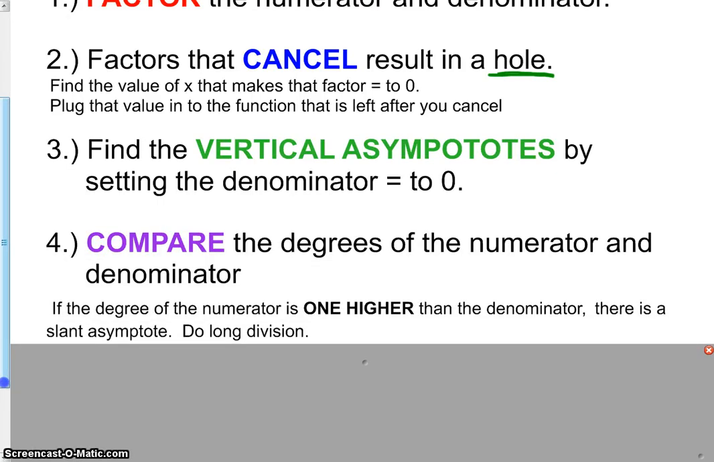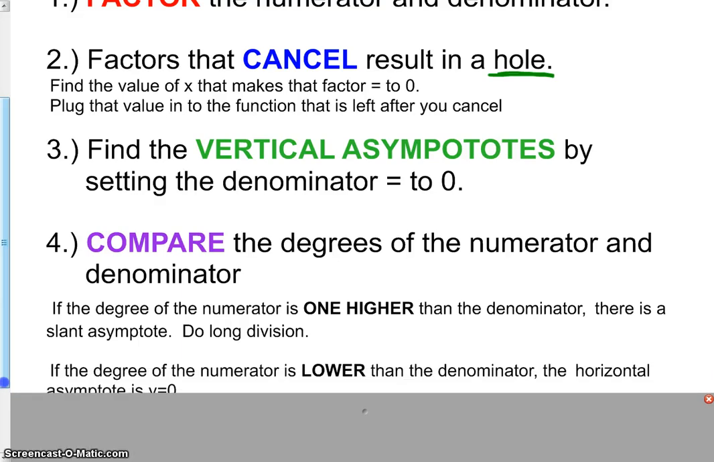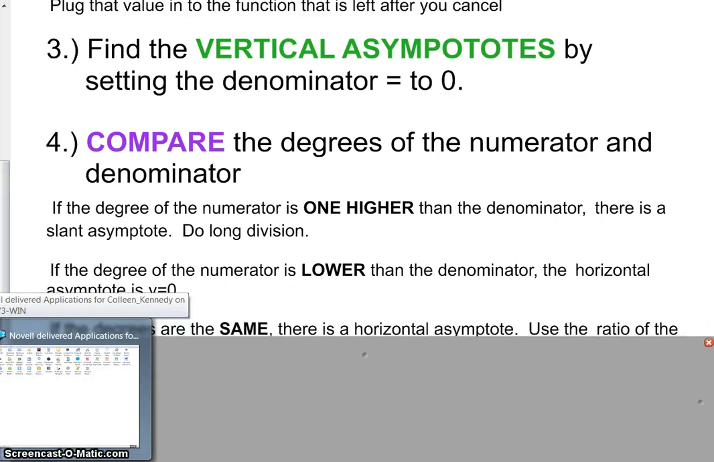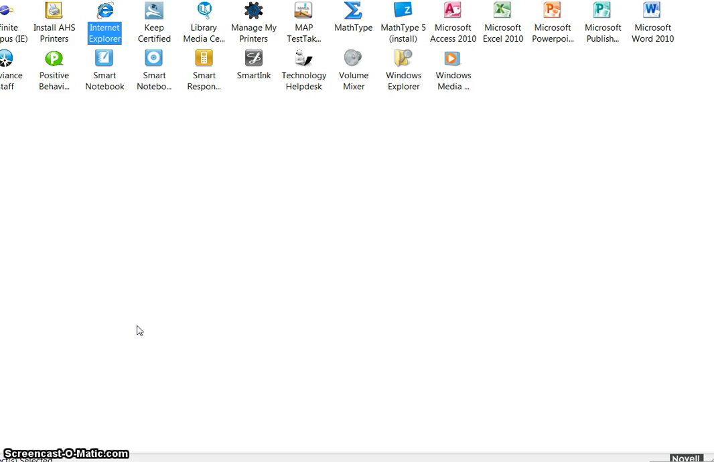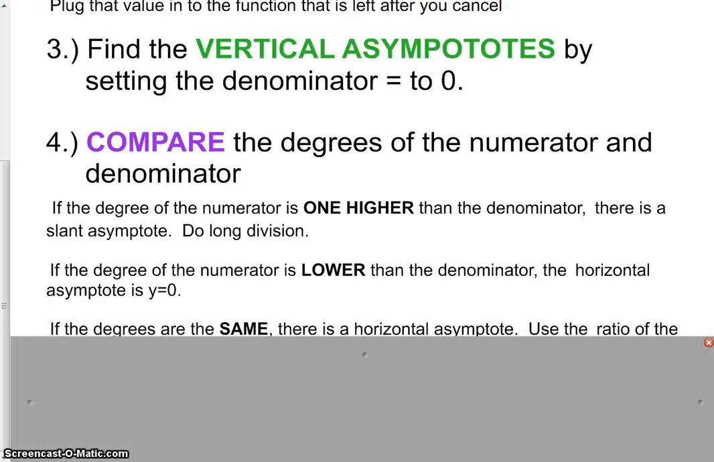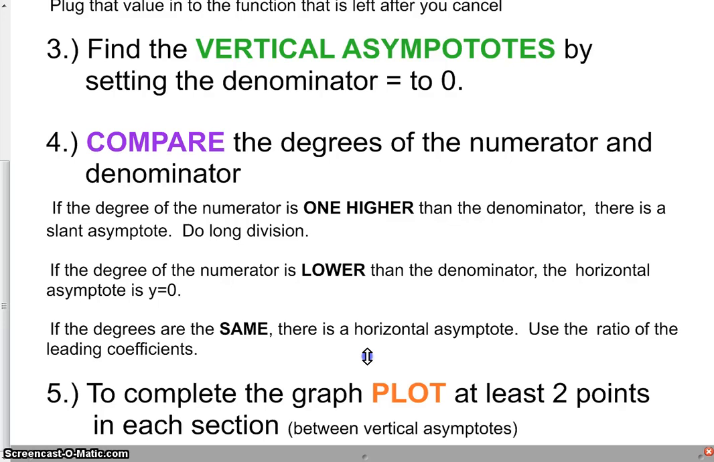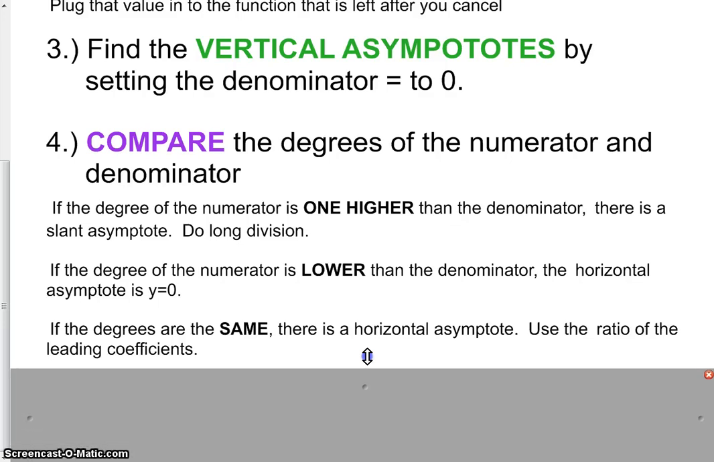Then the more involved step is deciding if you have a horizontal asymptote or not, and if you do, what kind of asymptote it is. Okay, sorry about that. So if the degree of the numerator is 1 higher than the denominator, then there's a slant asymptote, and we're going to do long division. If the degree of the numerator is lower than the denominator, then we have a horizontal asymptote, and that is y equals 0. If the degrees are the same, then we have a horizontal asymptote, and we have to calculate it by looking at the ratios of the leading coefficients. I'm going to show you some of those examples here in just a minute.